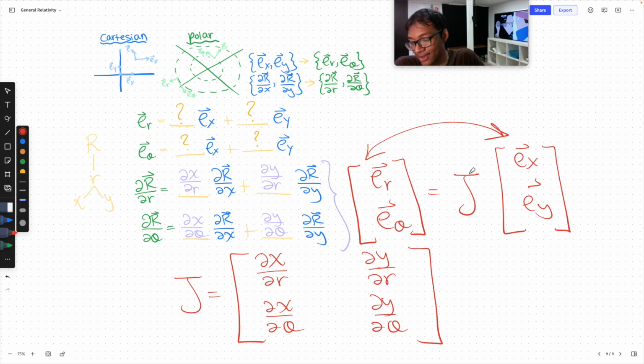And so folks, that is the beginning of the answer to our question: how do we translate between two different reference frames or two different coordinate frames?